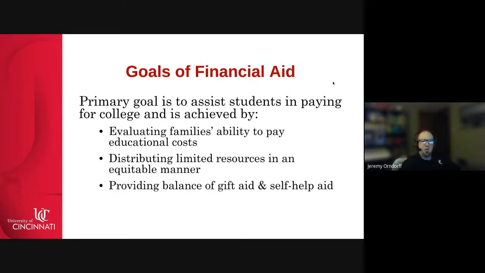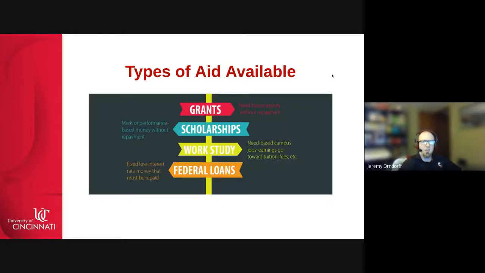So the overall goals of financial aid is to assist students in paying for college. We try to do that by evaluating a family's ability to pay educational expenses. And then we're trying to distribute limited resources in as equitable a manner as possible, and to provide a balance of gift aid and self-help aid. So again, pretty much what you'd think, we're trying to utilize the money that's available and get it to the people who need it the most. And I'm going to go into more of those terms, gift aid and self-help aid.